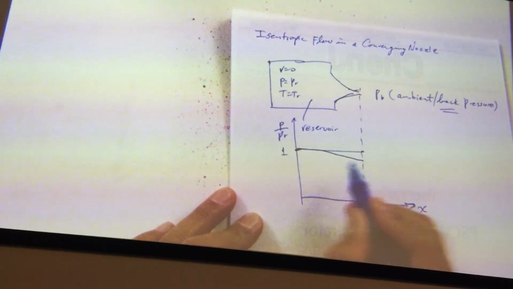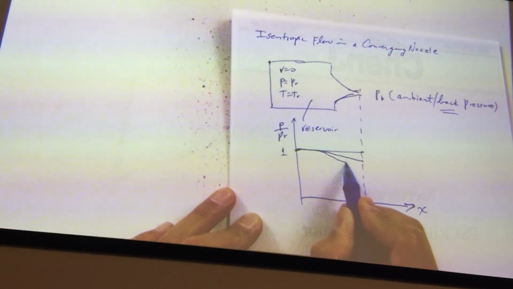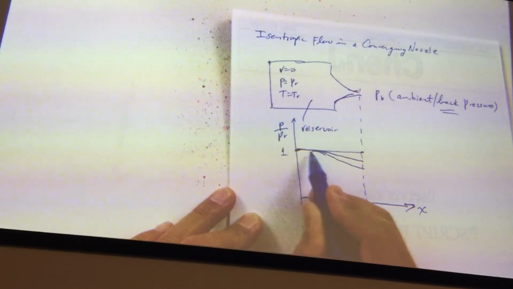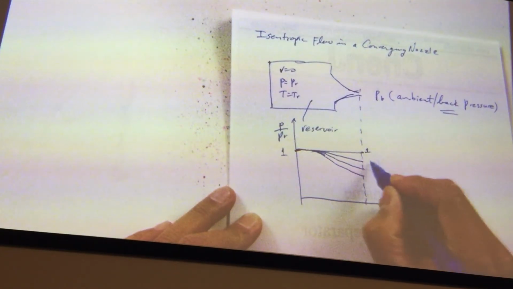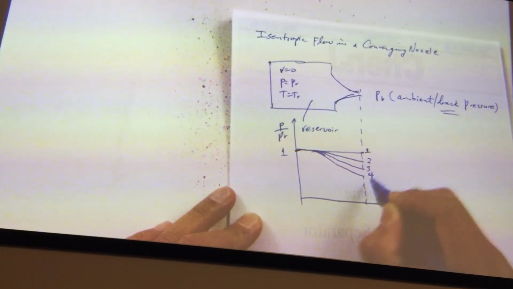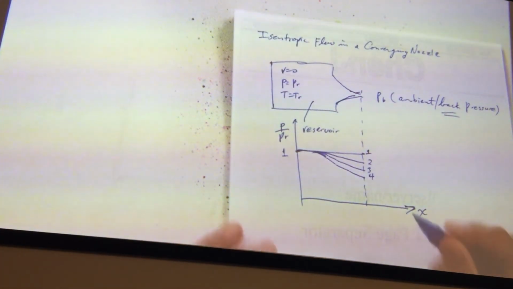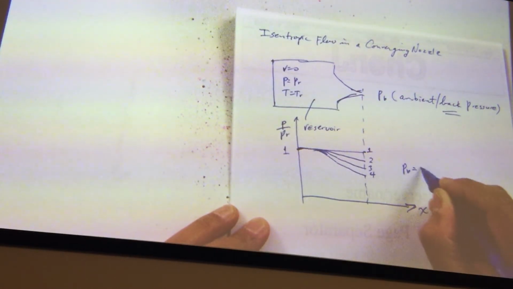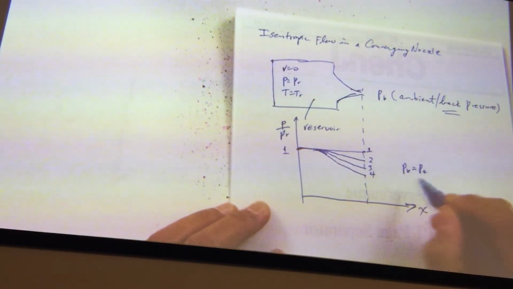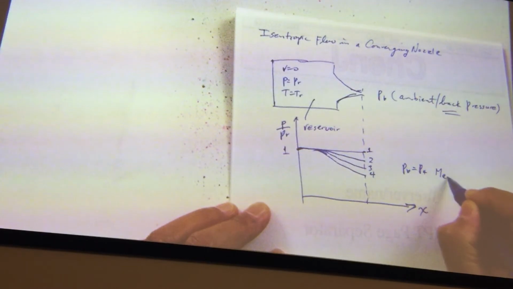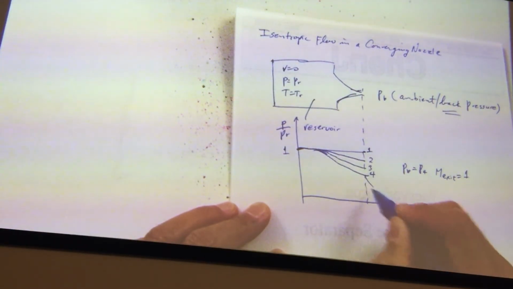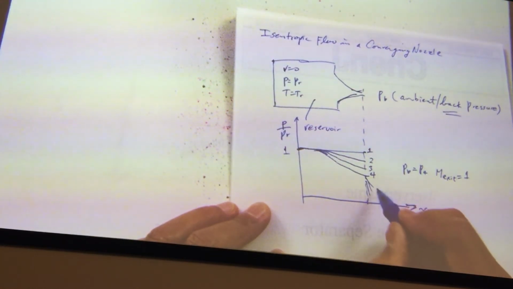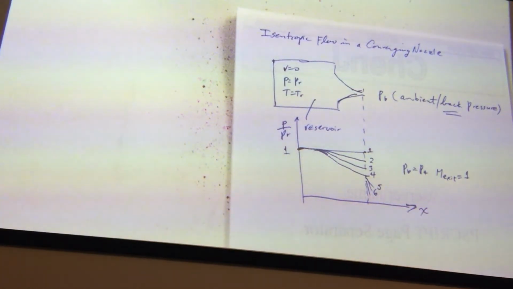Now, if I go down to my back pressure a little bit more, then the flow will accelerate, right? It will accelerate, and it will accelerate. Let's say this is curve 1, 2, 3, and 4. And then at 4, when PP is equal to P4, Mach at the exit is equal to 1. And when you go to 5 or 6, the pressure will not change.